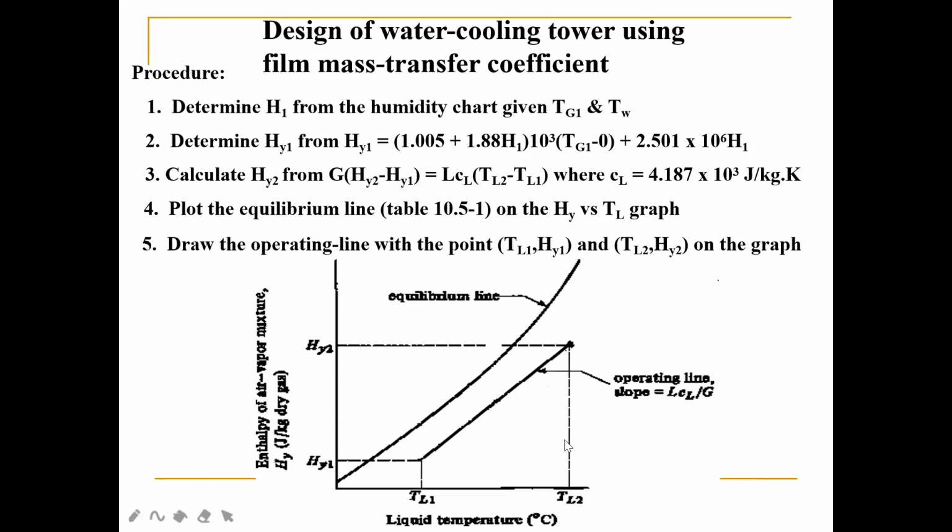Okay, so the first thing that you have to do is determine the humidity from the humidity chart with the given Tg1, which is the temperature of the air fluid coming in, and also the wet bulb temperature. Okay, so you have the dry bulb temperature represented by the Tg1, and you have the wet bulb temperature, and you have to find H.